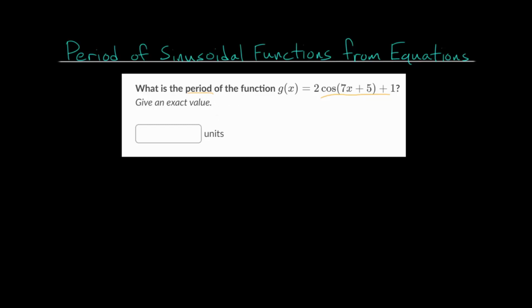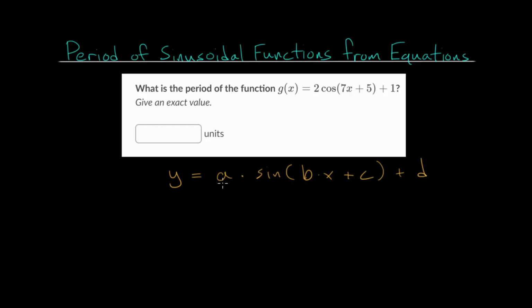Now, in a previous video, we talked about the general equation for these sinusoidal functions. It could be either sine or cosine. But the main idea is that your function y, or g of x or f of x, would be equal to a multiplied by the sine or the cosine of b times x plus c, and then we will add d on the outside.